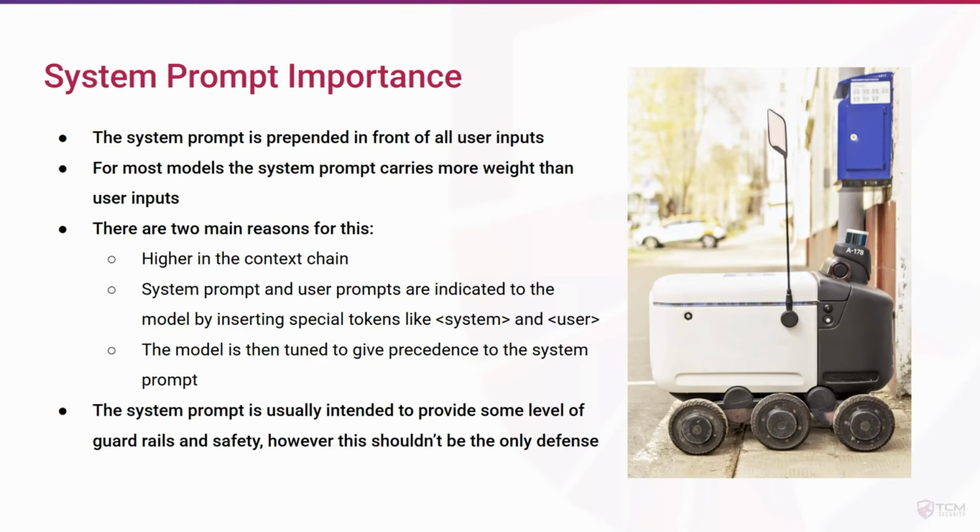So in that back propagation, when we're telling the model, hey, this is a bad prediction, this is a good prediction, and then tweaking all of those knobs that you can think of, like the weights and biases, we're going to do that in a way that tells the model or rewards it when it listens to the system prompt. So the system prompt is usually intended to provide some level of guardrails and safety. However, this should not be the only defense, because there are lots and lots of creative ways to get around guidelines or guardrails that are put in the system prompt.